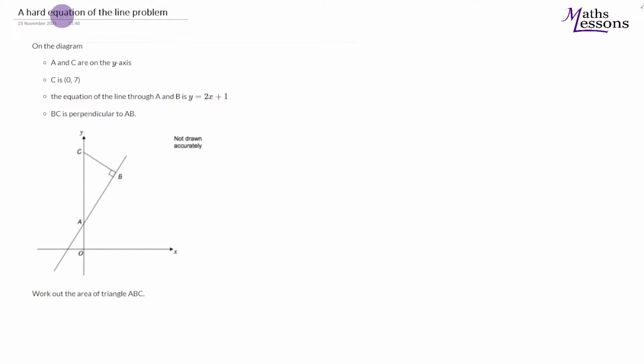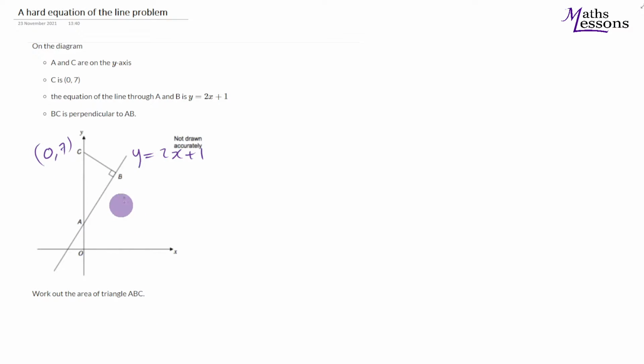Okay, so we have a hard equation of the line problem. On the diagram, A and C are on the y-axis here. C is at (0, 7). The equation of the line through AB is y = 2x + 1. BC is perpendicular to the line AB. So what we want to do is find the area of the triangle ABC.